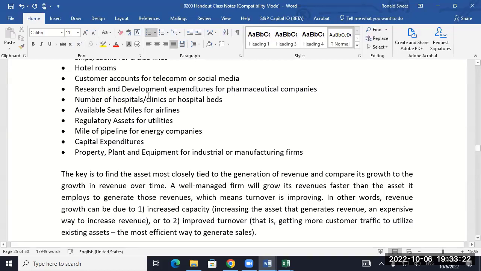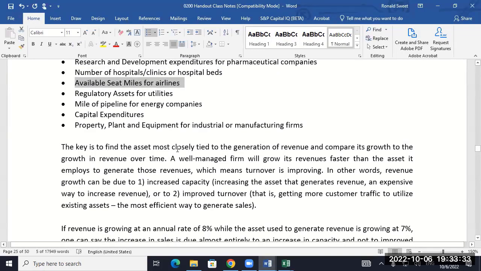R&D for pharmaceuticals. Hospitals: number of beds, number of hospitals, number of clinics. Available seat miles for airlines. Airlines, it's how far are we flying? How many seats are full? Those are really, really critical.